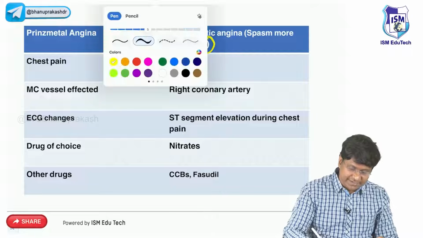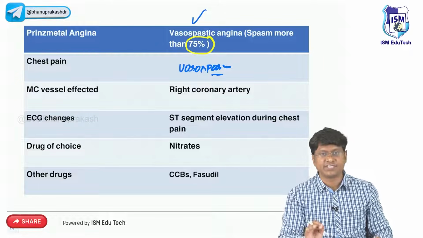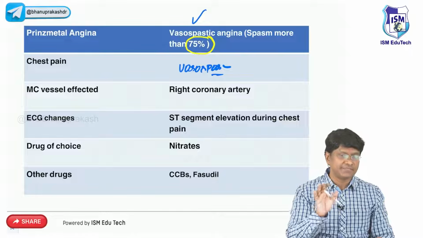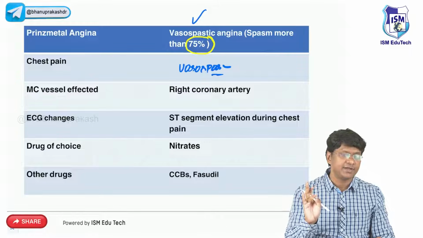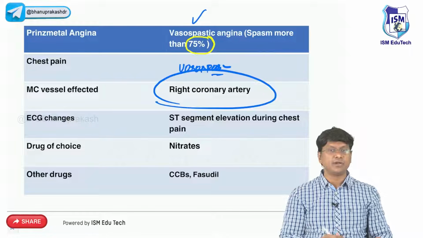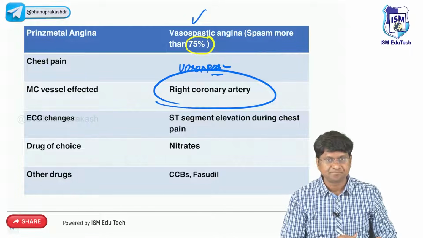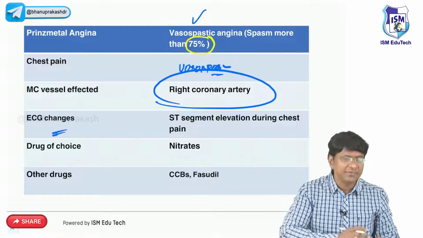And these patients will have chest pain during that vasospasm episode, right? Only during that vasospasm episode they'll have this chest pain. And the most common vessel affected among the three, that is right coronary artery, left circumflex and left anterior descending artery, it is the right coronary artery which commonly undergoes the vasospasm in Prinzmetal angina, right?